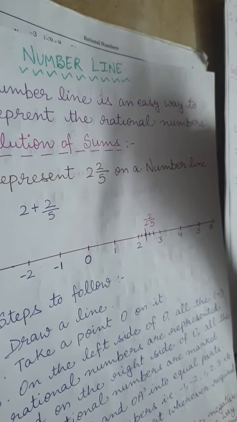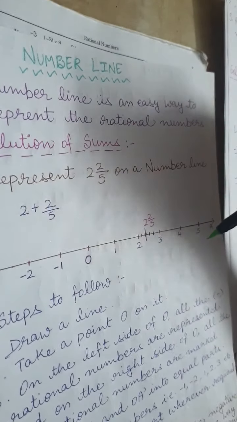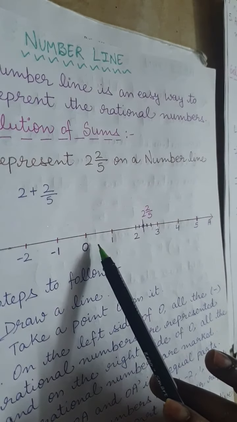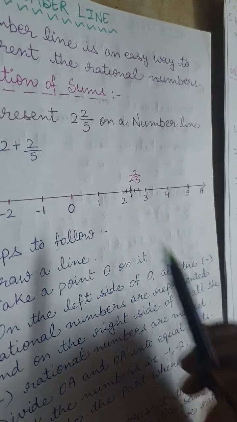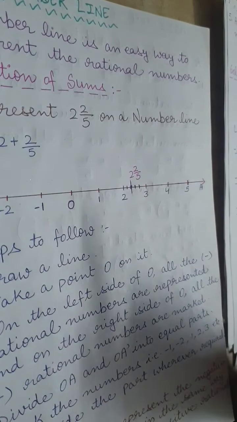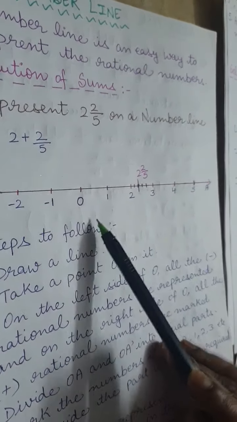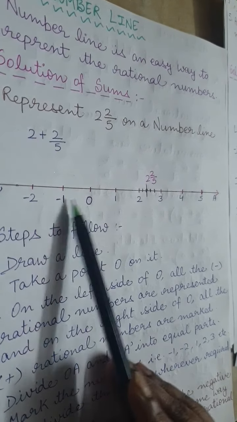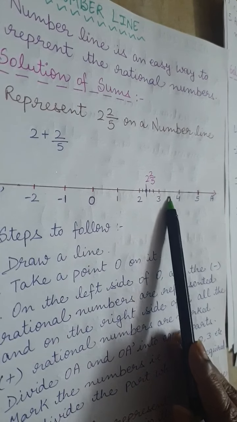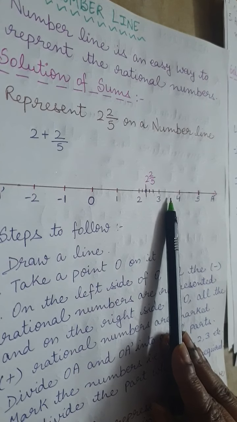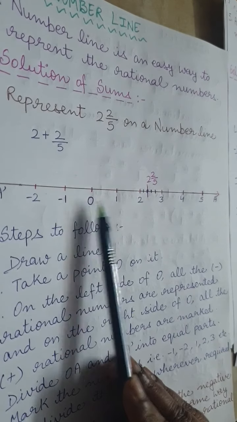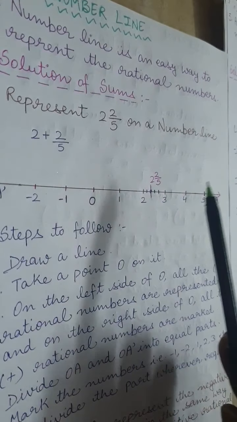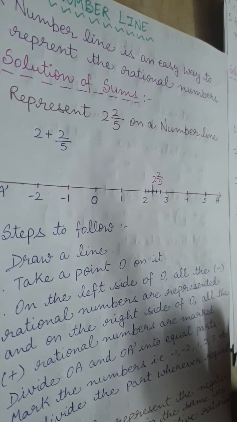First, draw a straight line. Then mark 0 on it. Then divide it into equal parts. On the left side of 0, the negative rational numbers are marked, and on the right side, positive rational numbers are marked. What I have said is that on the left side of 0, negative rational numbers are marked, and on the right side, positive rational numbers are marked.